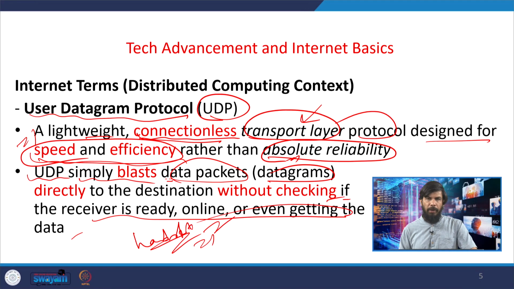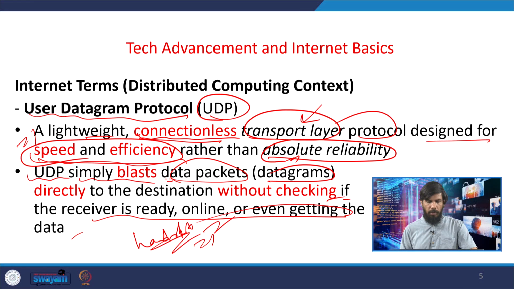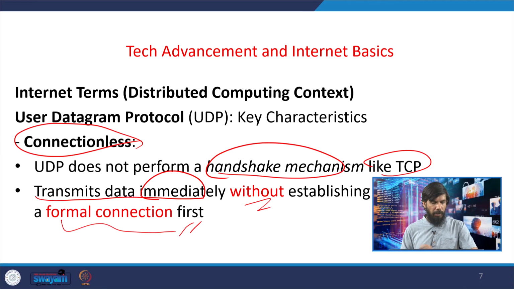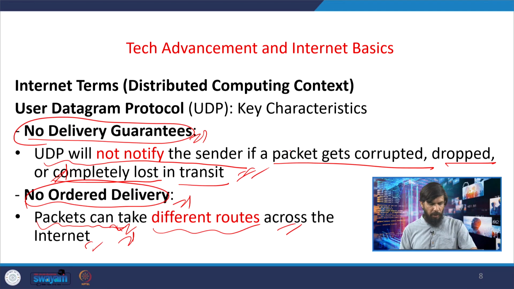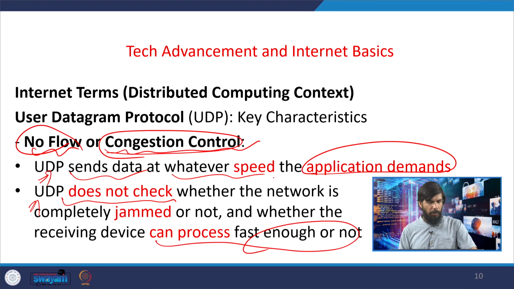Then we talked about UDP and how it works in contrast to TCP. It prefers virtually zero latency, it prefers speed over absolute reliability, and therefore it is more suitable for applications looking for real time data and instantaneous processing. We looked at how UDP is able to manage the speed: it does not do a handshake, it drops lots of overhead, it does not do the rearranging, and it directly gives the data to the application.